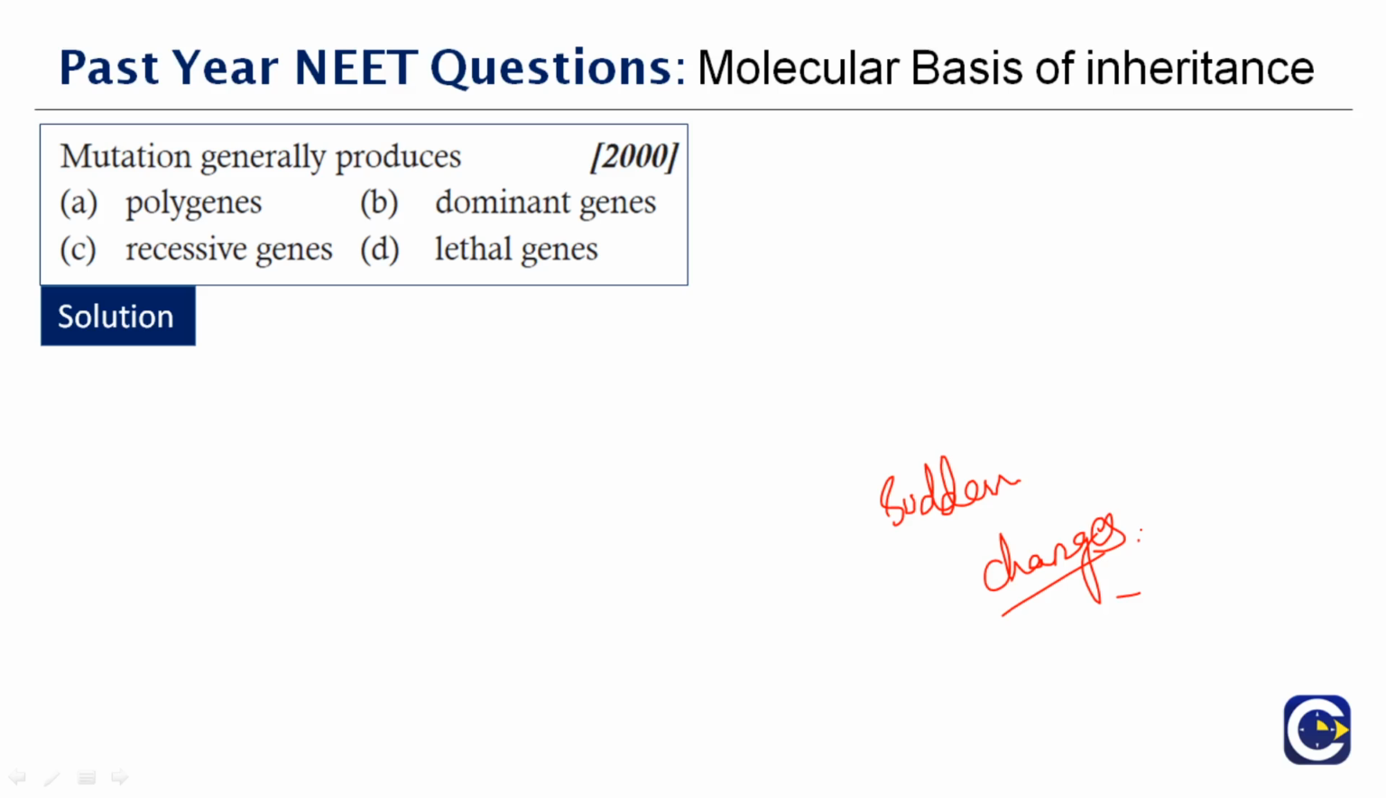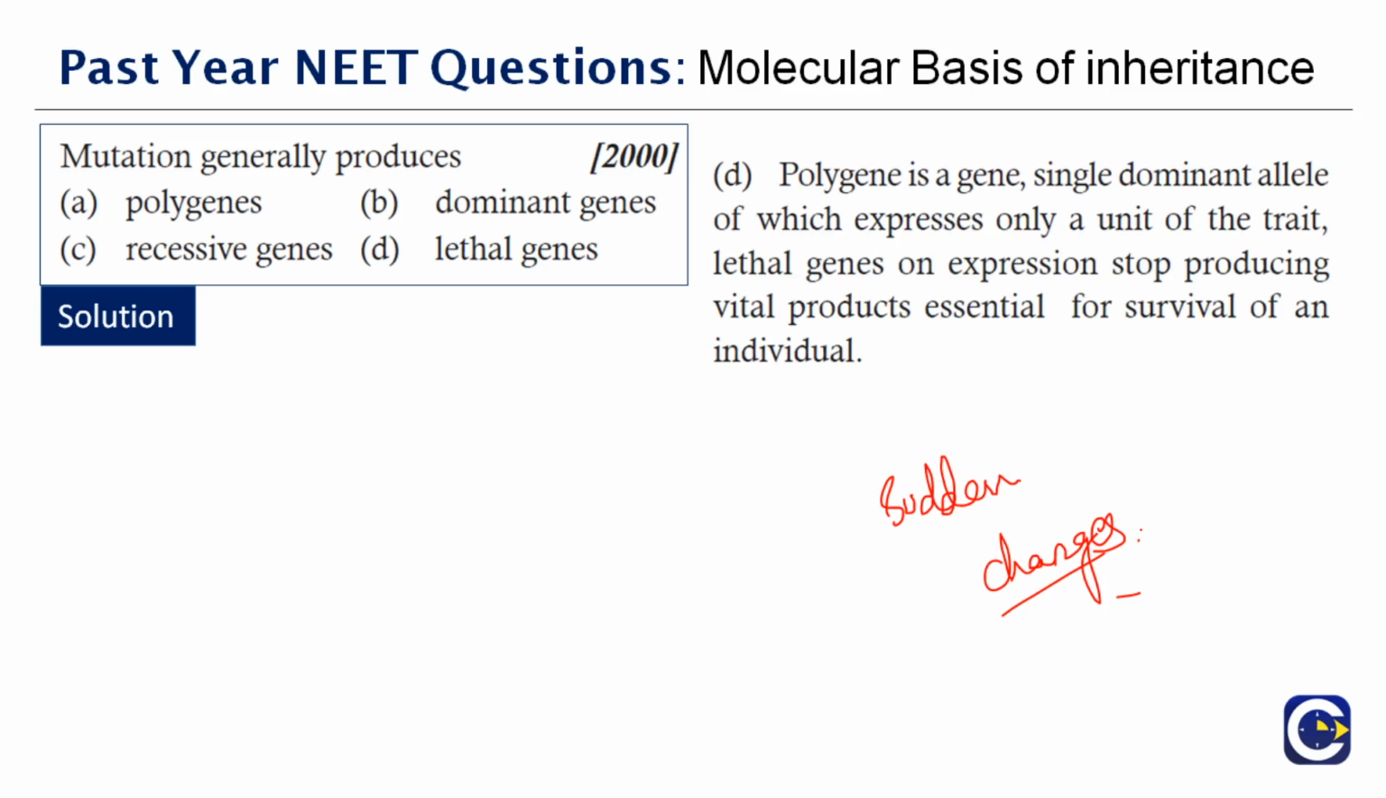While polygenes are genes, a single dominant allele of which expresses only a unit of a trait, lethal genes on expression stop producing vital products. You must have seen in the same part where we spoke about the UAA code, which is a stop codon. Instead of producing 25 amino acids, it produces 24 amino acids, so it gets a halt. So mostly mutations sometimes stop the production of vital products that are required for the organism. Therefore they are called lethal genes. Therefore the answer is option D.